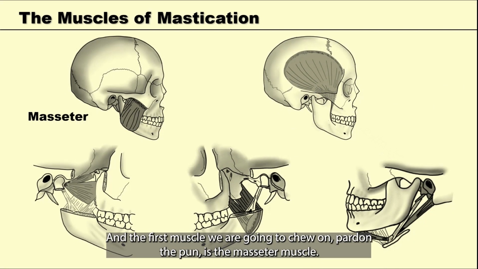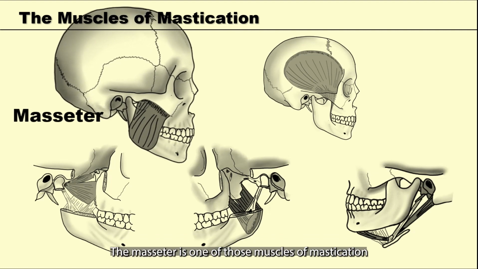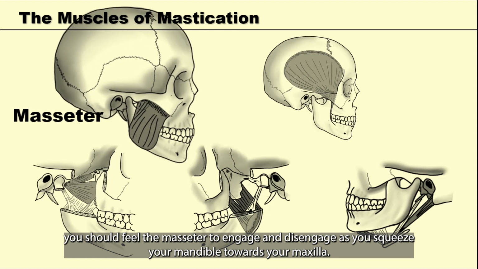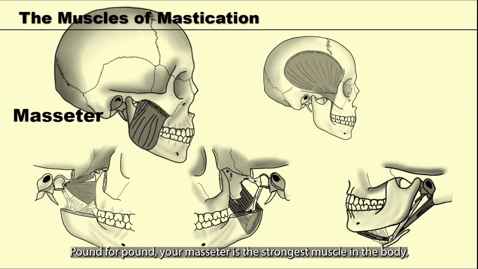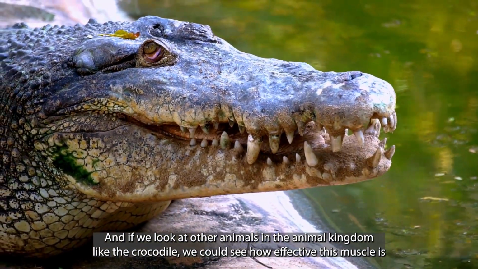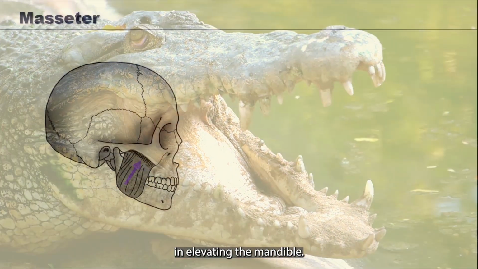And the first muscle we are going to chew on, pardon the pun, is the masseter muscle. The masseter is one of those muscles of mastication we can feel as we clench our jaw. If you place your fingers over the angle of your mandible and clench your teeth, you should feel the masseter engage and disengage as you squeeze your mandible towards your maxilla. Pound for pound, your masseter is the strongest muscle in the body, and if we look at other animals in the animal kingdom, like the crocodile, we can see how effective this muscle is in elevating the mandible.